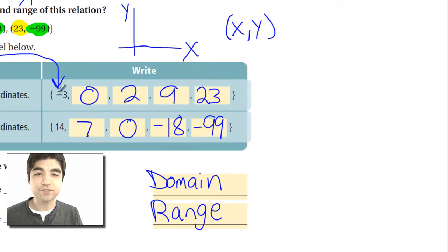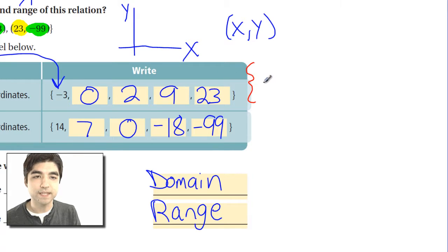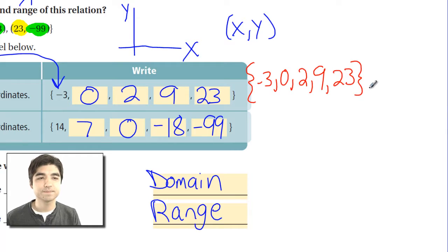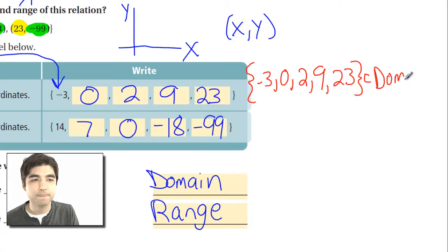So notice how they use the little curly braces to show domain or range values. So when you're writing your notes, here's how I would write it. A little curly brace. So these would be domain. So it'd be -3, 0, 2, 9, 23, and curly brace. And then you say this equals domain.